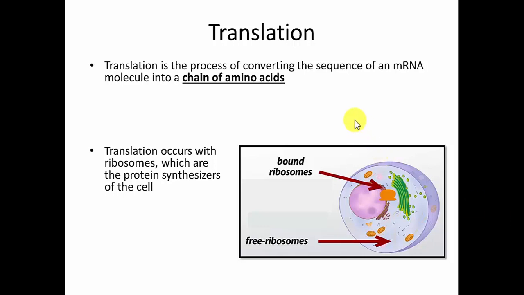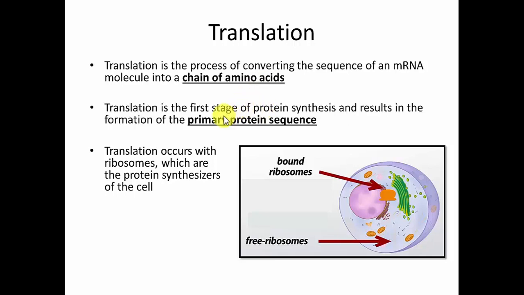Okay, so translation is next. Translation can be defined as the process of converting the sequence of an mRNA molecule into a chain of amino acids. So this is the chain of amino acids. This is the protein itself, but specifically the primary protein sequence. So translation is the first stage of protein synthesis and results in the formation of the primary protein sequence.